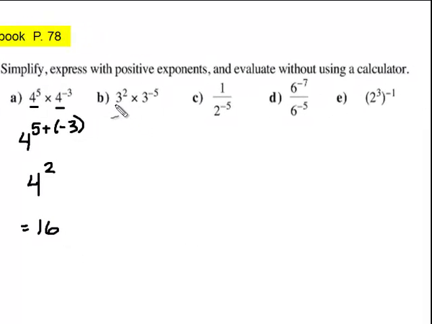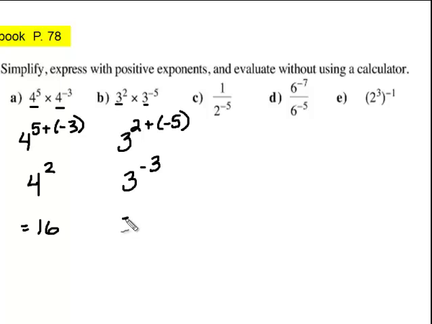In the next case, let's do the same thing. I've got two powers with the same base, so it's going to be 3 to the 2 plus negative 5. In this case, that gives me a negative number. 2 plus negative 5 is negative 3. Now, here's why you have to know how to solve a negative exponent, because 3 to the negative 3 is not something I can do in my head.